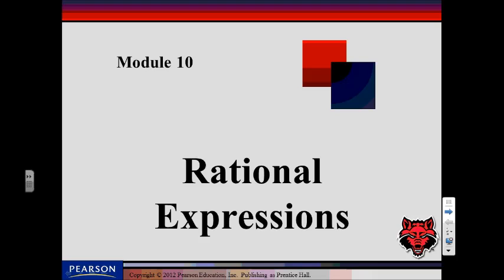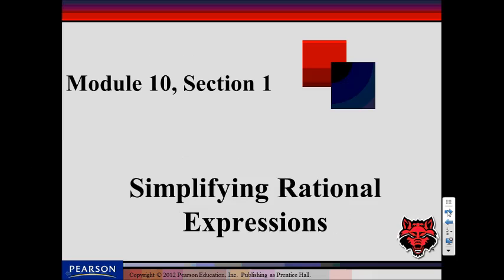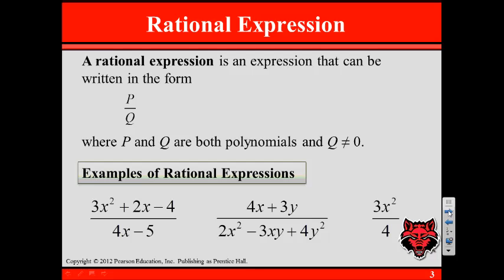In Module 10, we will discuss rational expressions. In Module 10, Section 1, our focus will be simplifying rational expressions. Let's start by defining what a rational expression is.